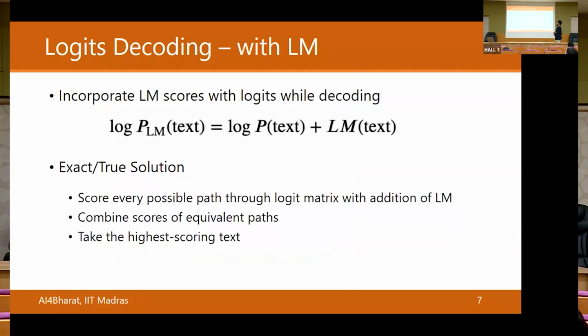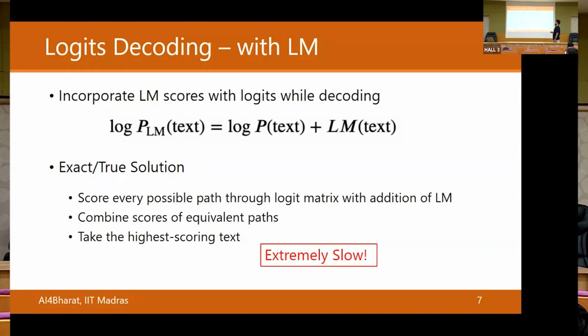As you can see, for every such path, if we can calculate the probability of the outputted text, then we can get the total probability of that possible path. And that will lead us to what is called an exact or true solution. But this is a very costly operation. We have to go through every possible path in the logits matrix and do LM decoding or LM score calculation on top of it, and then finally get the highest scoring path. So this is what we don't do in practice.